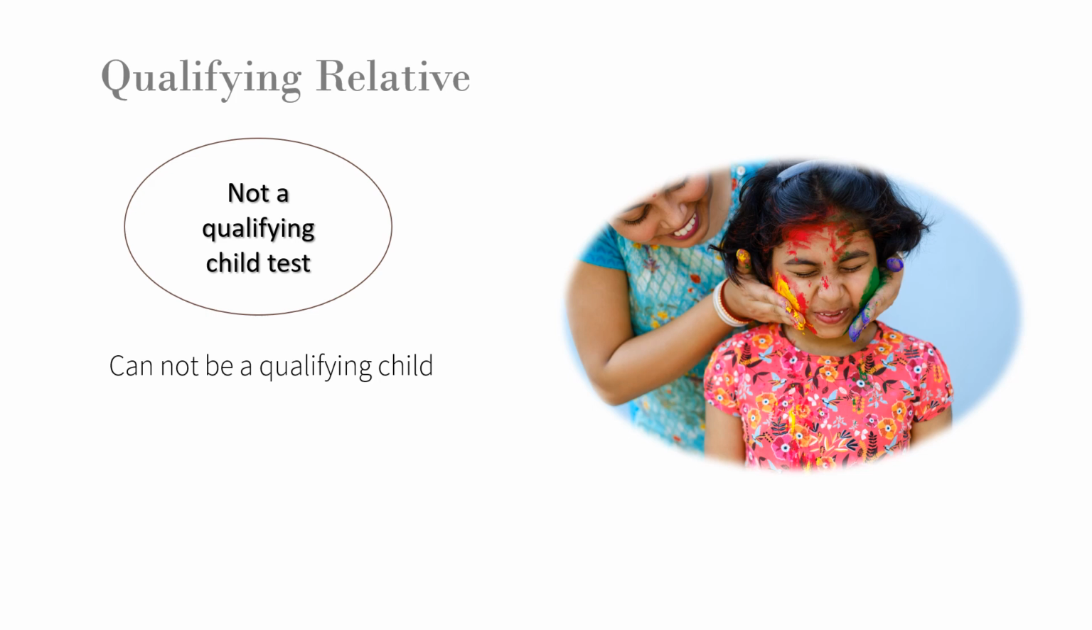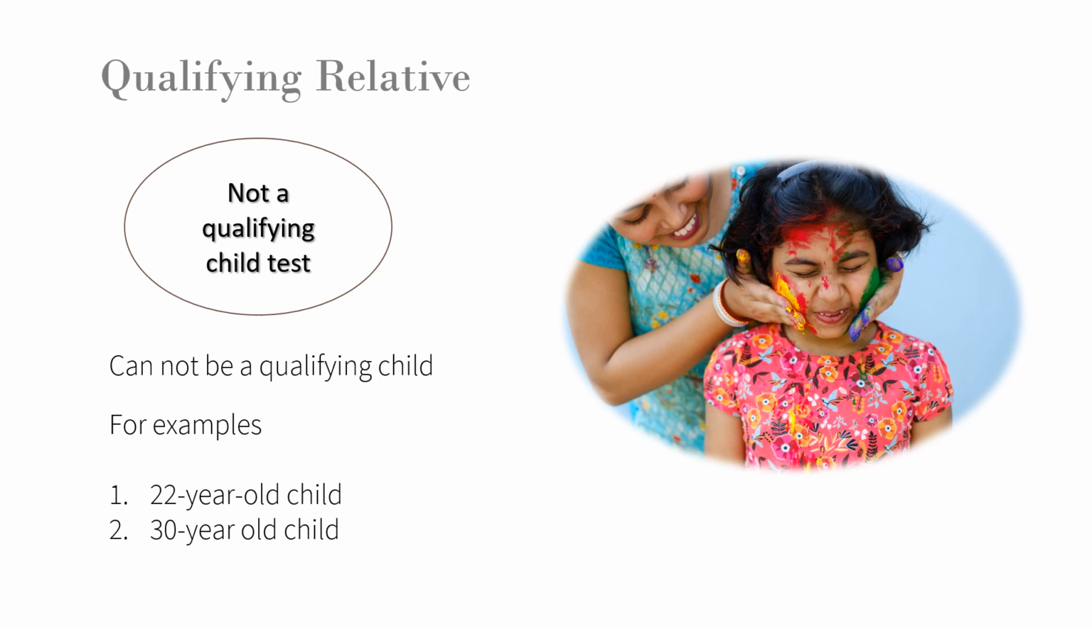Let's take a look at 2 examples. The first one, your 22-year-old child, who is a student, lives with you and meets all the tests to be your qualifying child. Therefore, the child isn't your qualifying relative. You can't claim him on the tax return as a qualifying dependent.